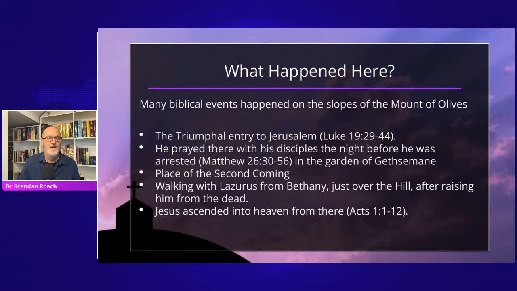So what happened here? We're going to focus on the New Testament in this lesson. However, dozens of biblical events happen here on the slopes of the Mount of Olives. We've got the triumphal entry into Jerusalem, Luke chapter 19. And he prayed there with the disciples on the night before he was arrested in Matthew 26 in the Garden of Gethsemane. It's the place of the second coming. It's the place where Messiah is prophesied to come. It's walking with Lazarus from Bethany just over the hill a few kilometers away after he was raised from the dead. And it's where Jesus ascended into heaven from the Mount of Olives in Acts chapter 1.